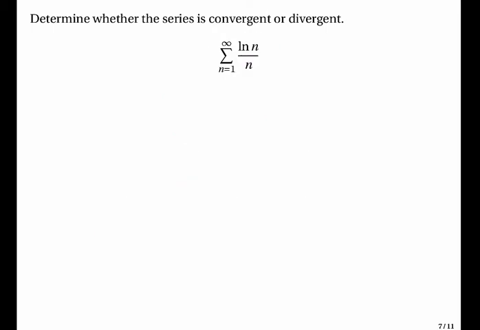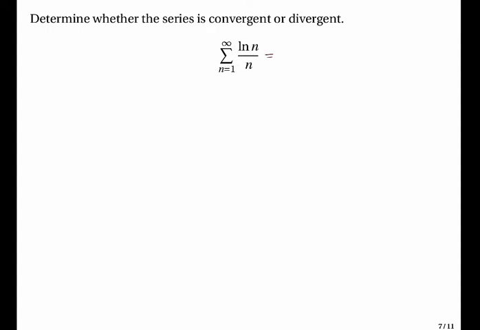Let's look at our next example. We want to determine whether the series sum from n equals 1 to plus infinity of ln of n over n is convergent or divergent. Now, an obvious series that we can use to compare this with is the harmonic series, the sum of 1 over n. But before we use that, let us expand this a little.